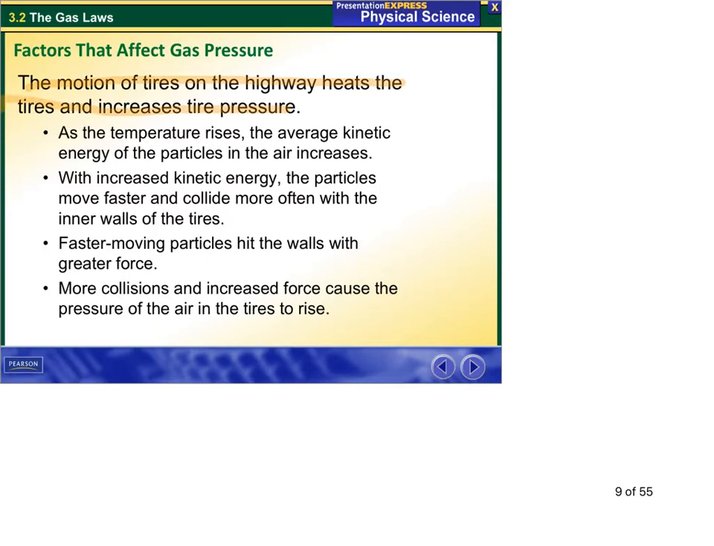There's a lot of friction going on. The friction between the tires and the road generates heat, which causes the pressure to go up. And why? As the temperature rises, the average kinetic energy of the particles in the air increases, causing these particles to move faster. If they're moving faster, they collide more often with the walls of the tire, and they hit with greater force. More collisions and greater force cause the pressure to go up. Everything relating to pressure here is going to relate to the number of collisions.